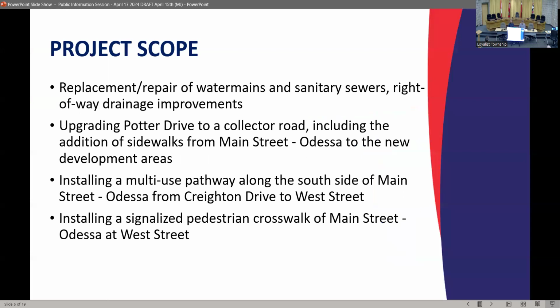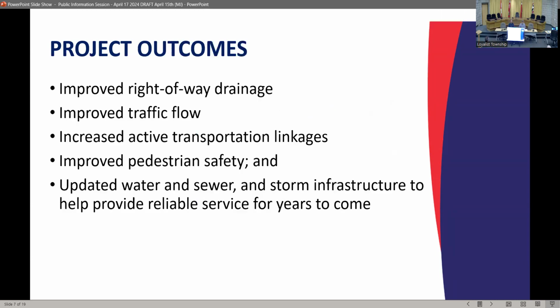Included in the work is replacement or repair of water mains, sanitary sewer, and right-of-way drainage improvements. It includes upgrading of Potter Drive to a collector road, including the addition of new sidewalks from Main Street, Odessa to the new development area on both sides of Potter Drive. The installation of a multi-use pathway along the south side of Main Street, Odessa, from Creighton Drive to West Street, or the Pop-In as most people would know it. And the installation of a signalized pedestrian crosswalk at Main Street, Odessa at West Street. Next slide, please.